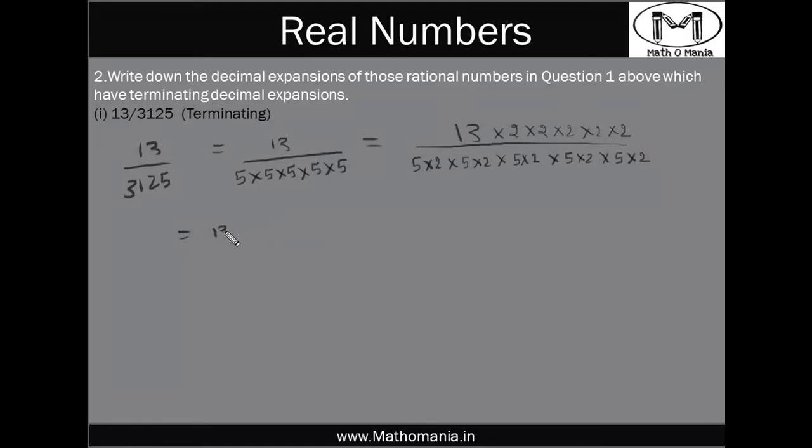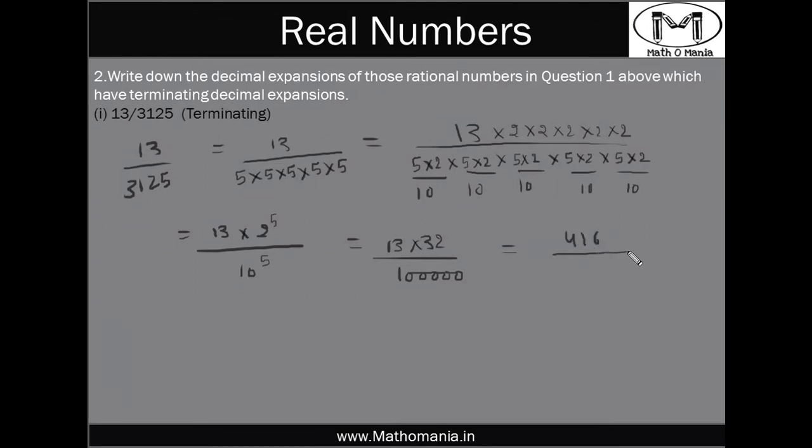Now this can be written as 13 into 2 raised to power 5 upon, now this will make a 10, this again will make a 10, this again will make a 10, and so on. So basically in the denominator we have nothing but 10 raised to power 5. Now this is 13 into 2 raised to power 5, which is 32, divided by 1, 2, 3, 4 and 5. Now this multiplication comes out to be 416 divided by 1, 2, 3, 4, 5, which further is equal to 0.00416. Which is the required value in decimal form.